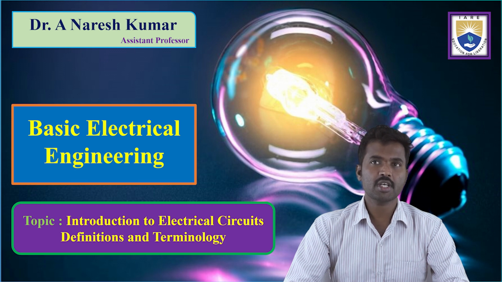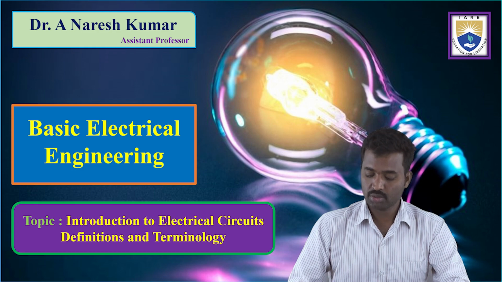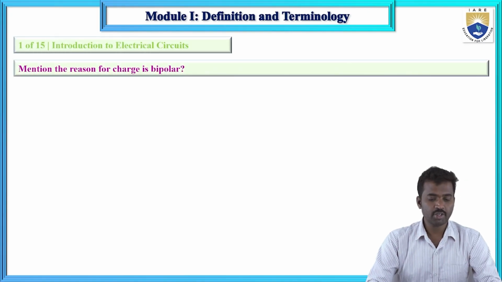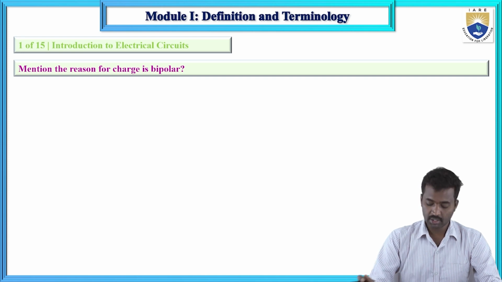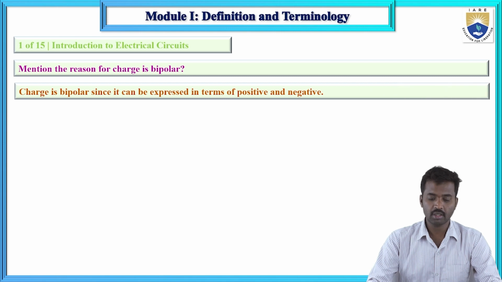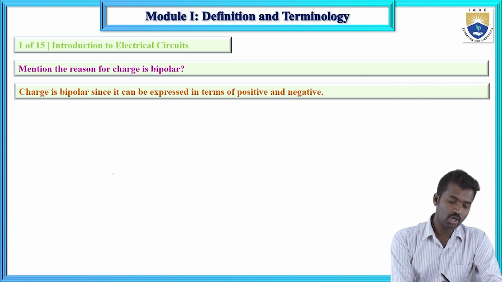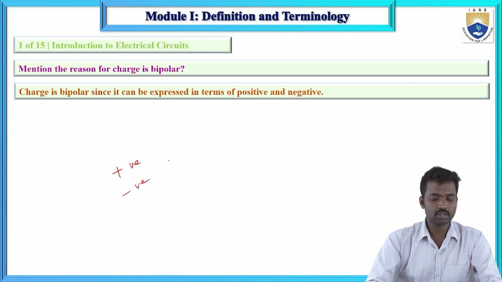Today we are going to discuss definitions and terminology in the Basic Electrical Engineering subject, Module 1, that means Introduction to Electrical Circuits. In the first definition, mention the reason why charge is bipolar. Charge can be either positive or negative, so we can call charge bipolar.